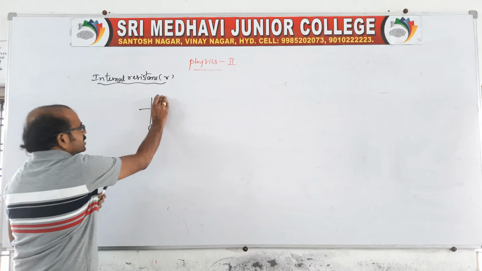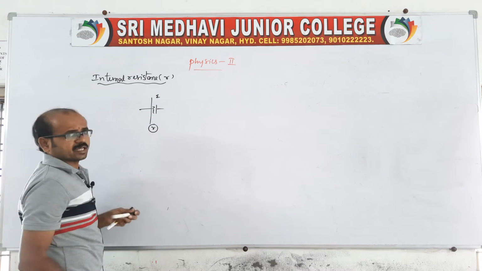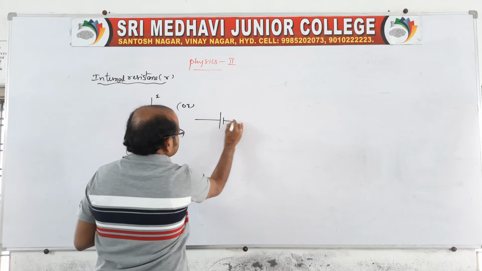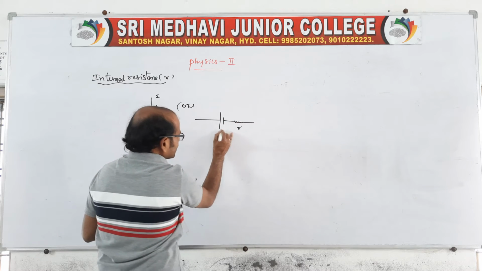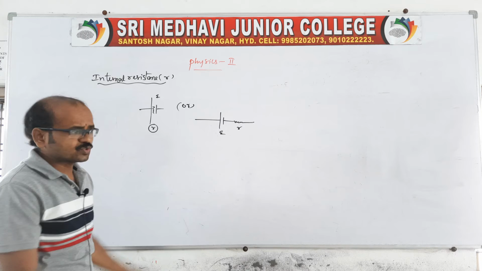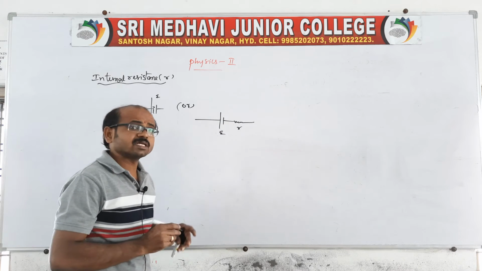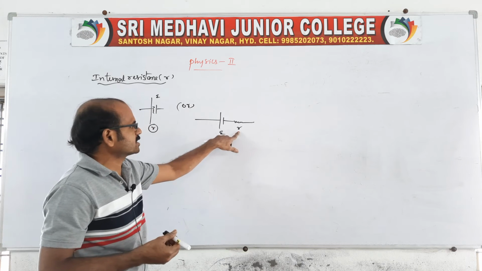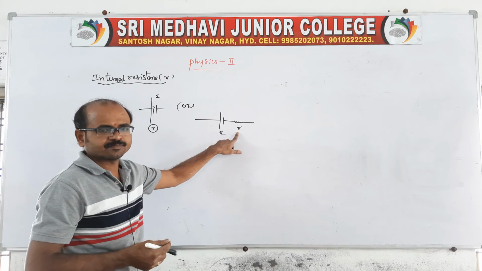And along with the EMF, the internal resistance is small r. In some diagrams it is shown like this, a small r drawn like this. Even if they show it outside in the diagram like this, we call it the internal resistance.